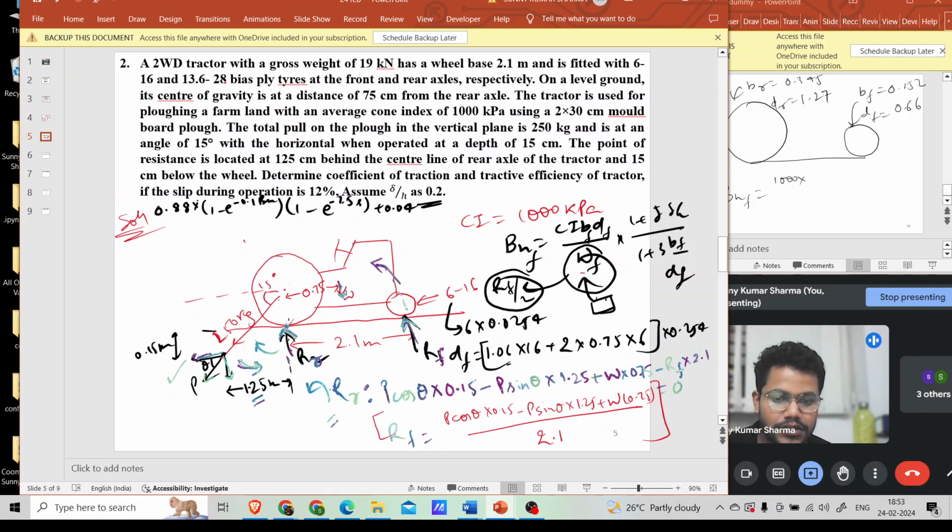Nothing is unknown here. P you already know, it is 250 kg. This you convert in Newton. If weight coming is 19 kilonewton, then you convert it in kilonewton. 250 kg into kilonewton, that is 250 into 9.8 into 10 to the power minus 3. You put this P here, theta is 15 degree, then W you have 19 kilonewton, you will get RF.